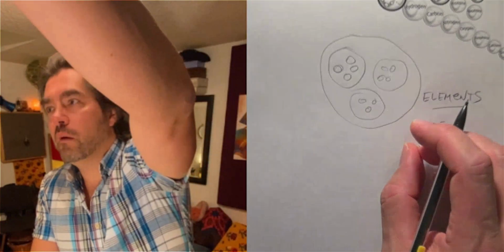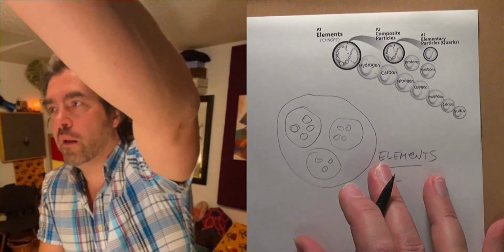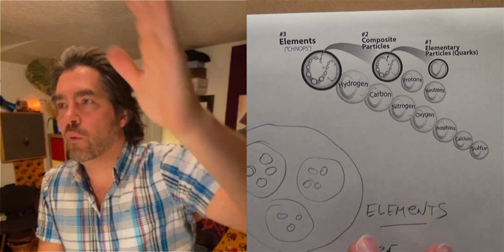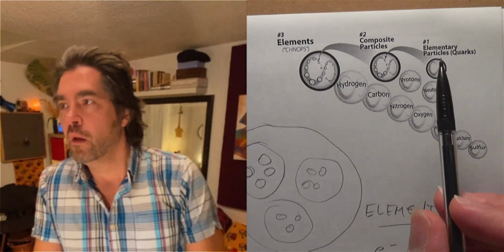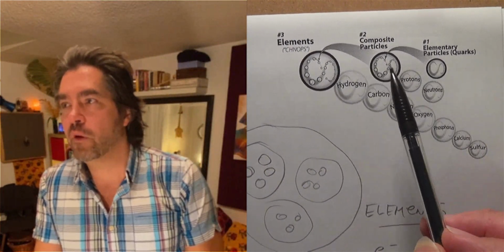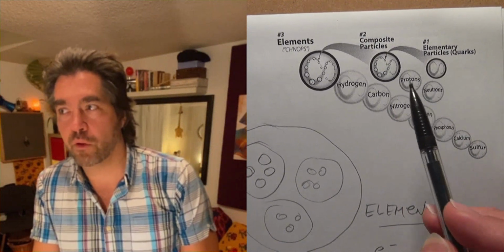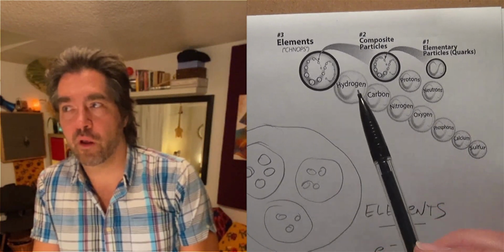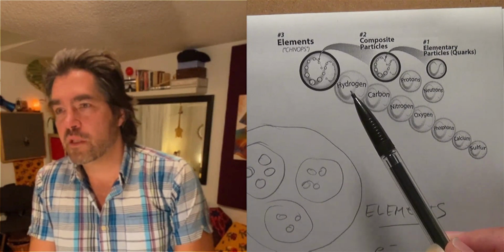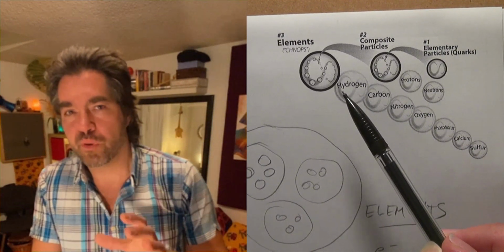I want to zoom in to show these particular ones. So we've got elementary particles, quarks. They create composite particles. Protons and neutrons are the most common ones, or the ones that basically build all of our elements.